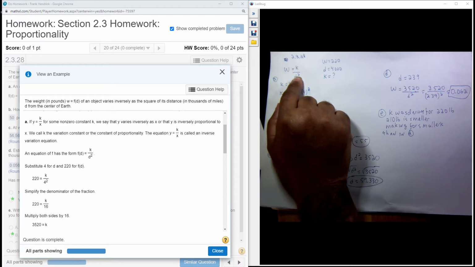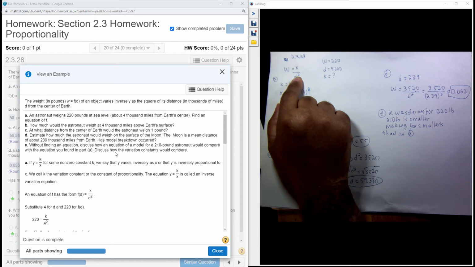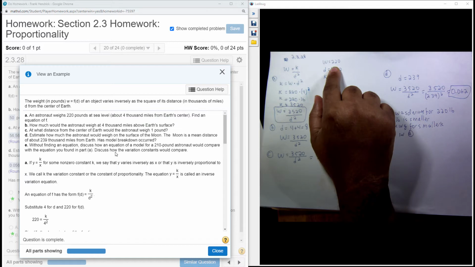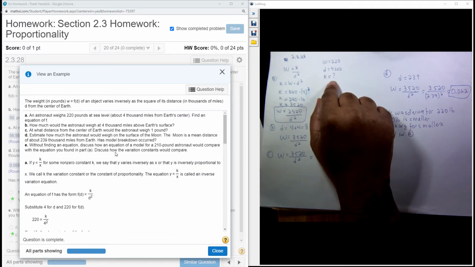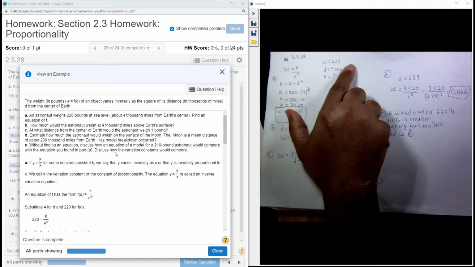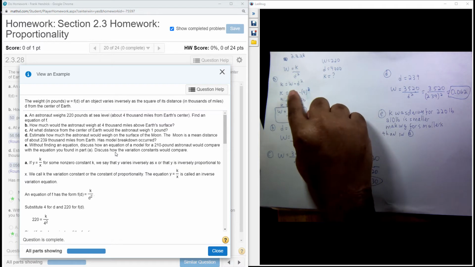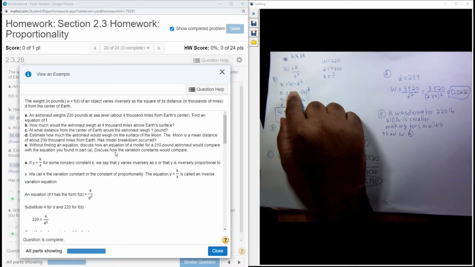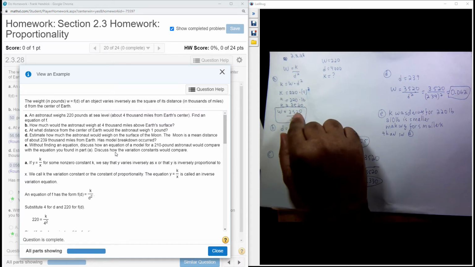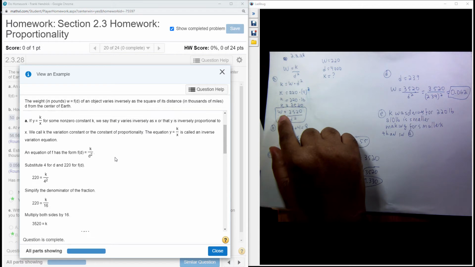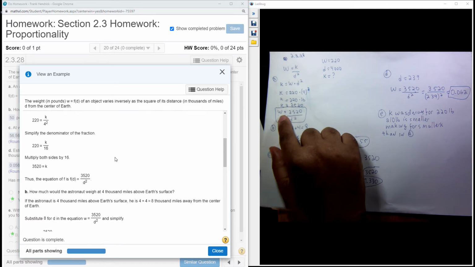And then they tell us here for A, an astronaut weighs 220 pounds at sea level, about 4,000 miles from the Earth's center. Find an equation for F. Okay, so we're given initial conditions here. We have the W, we have the D, we don't have the K, but we can solve for K. So I'll plug in here, and I find that my K is 35,020. So my equation will look something like this. F of D, the same thing as the weight.